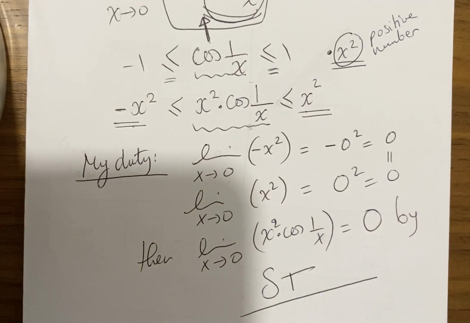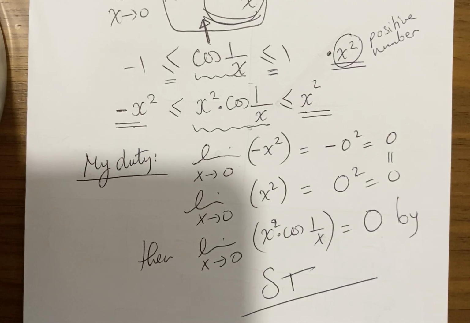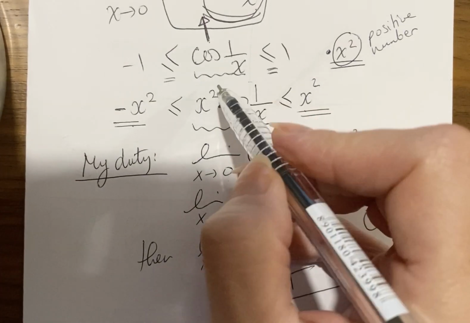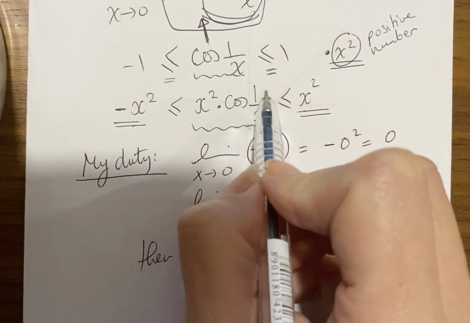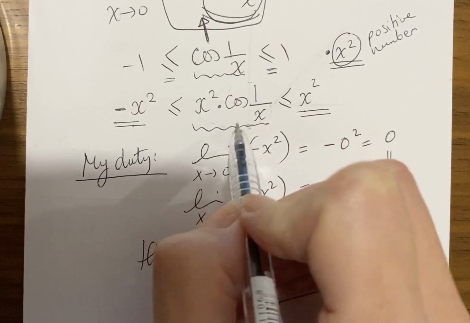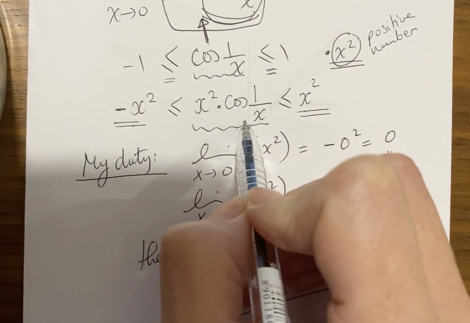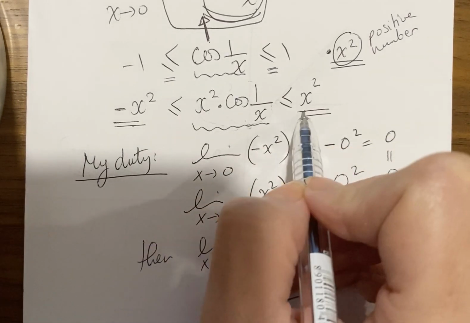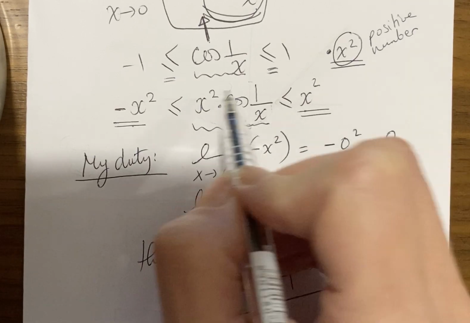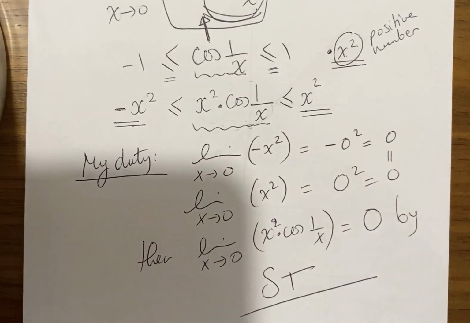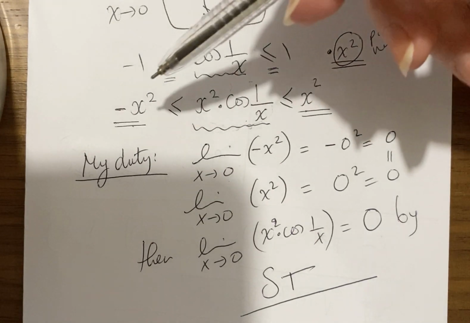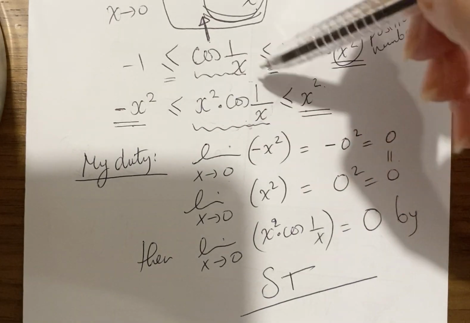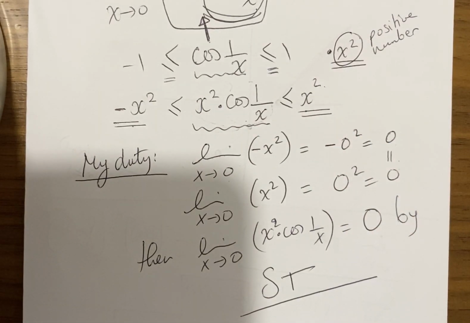This is the technique of the squeeze theorem, or the sandwich theorem. We cannot tell anything about this weird oscillating function, but what I can tell is that because cosine 1 over x is between minus 1 and 1, then x squared times cosine 1 over x is between minus x squared and x squared. And because it's between minus x squared and x squared, and I know that the limit of minus x squared is equal to the limit of x squared is equal to 0, then the limit of the filling in between is also equal to 0.